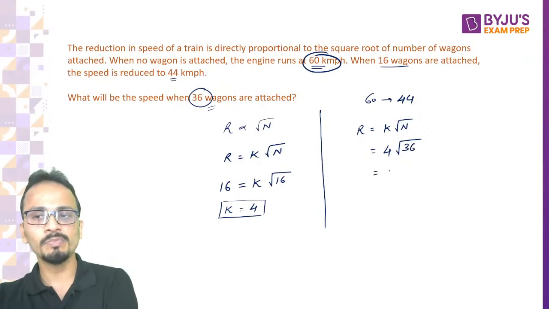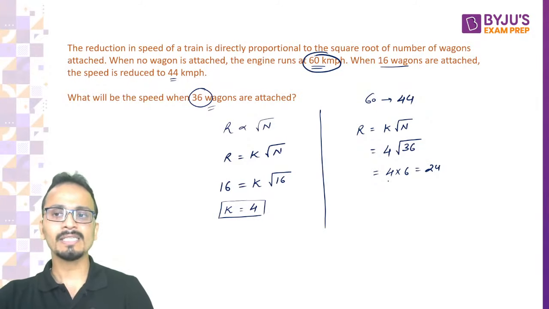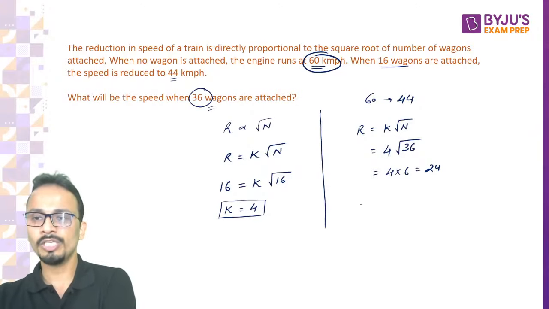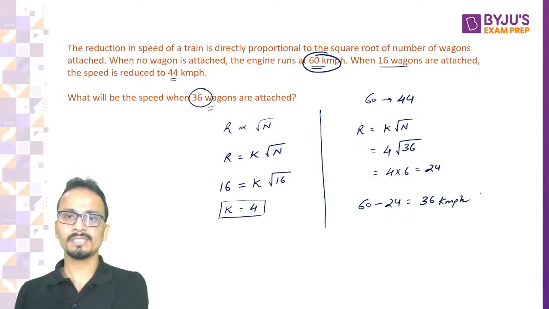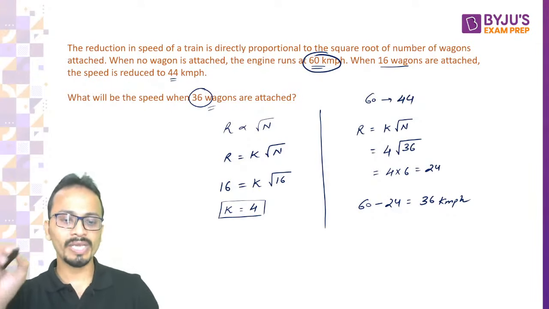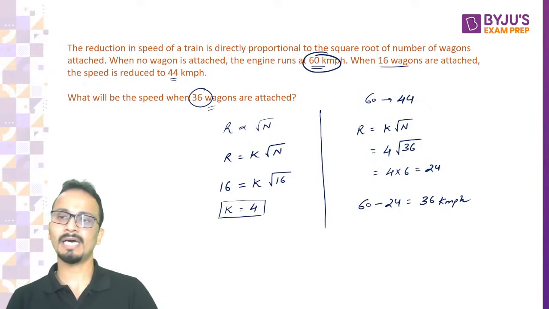So I'll substitute it here. And the reduction in speed comes out to be 4 into 6. That is 24. Okay. Now in this case, the speed will be reduced by 24 km per hour. So original speed was 60. When it will be reduced by 24, the speed will become 36 km per hour. All right. Am I clear? So the question was, what will be the speed when 36 wagons are attached? The speed will be 36 km per hour.